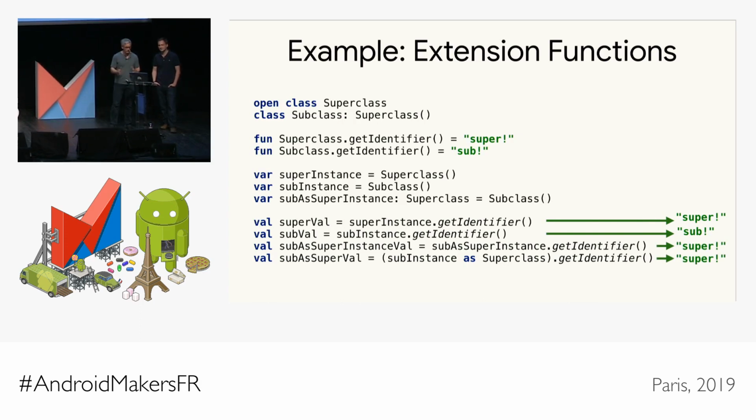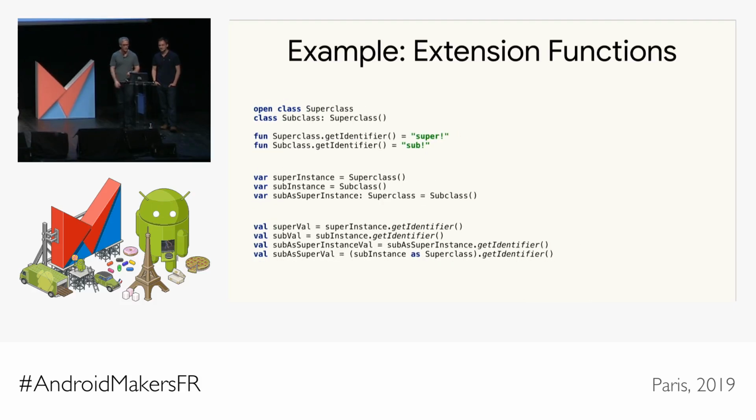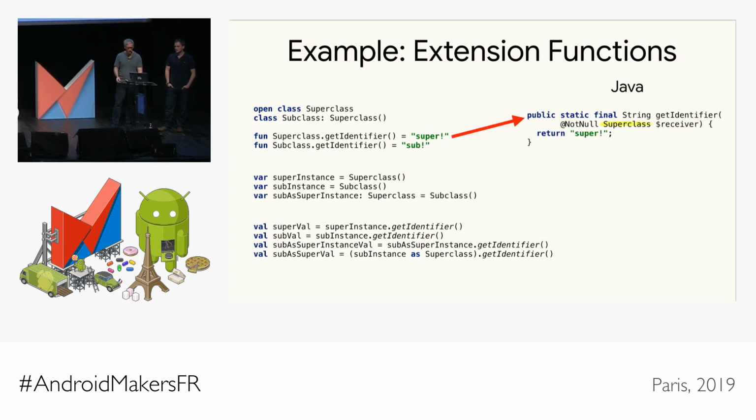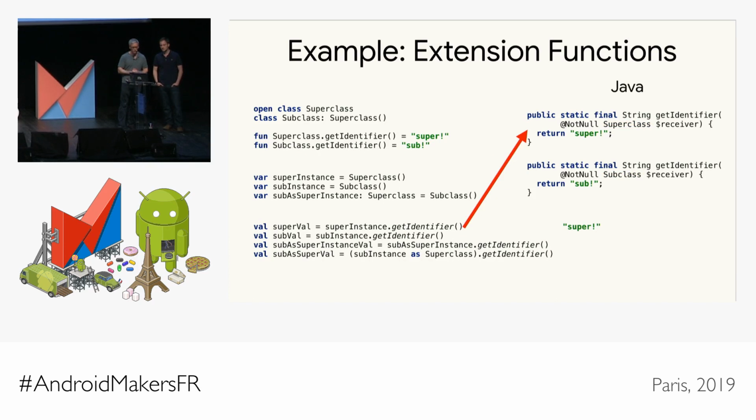So what's actually going on here? Extension methods are implemented at the Java class file level as static methods that take a particular type. So we have a static method for getIdentifier for the superclass that takes a superclass object. And we have another one for the subclass that takes a subclass object. So in our first example, when we call getIdentifier on the super, obviously it's going to call itself with a super object, call into the static method that takes one of those and return super. Same thing for the subclass, calling into the other static method.